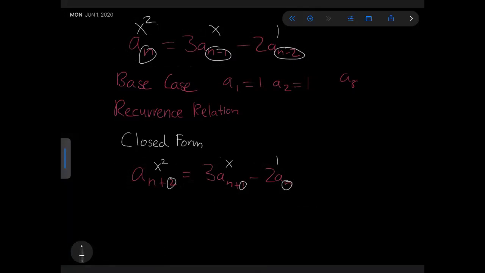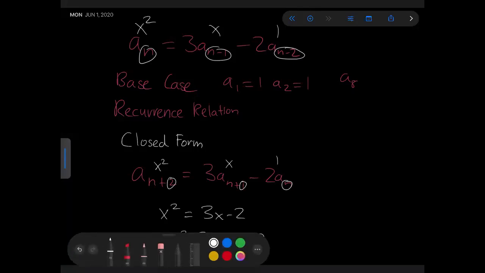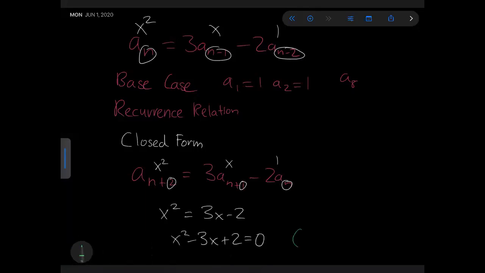So what does this mean? We're going to say that x squared is equal to 3x minus 2, and what we're going to do is take the roots of this polynomial. And this is going to be 1 and 2, right? I'm a little sick. Our roots are 1 and 2. What do we do with these roots? We're going to use a little bit of a trick here.